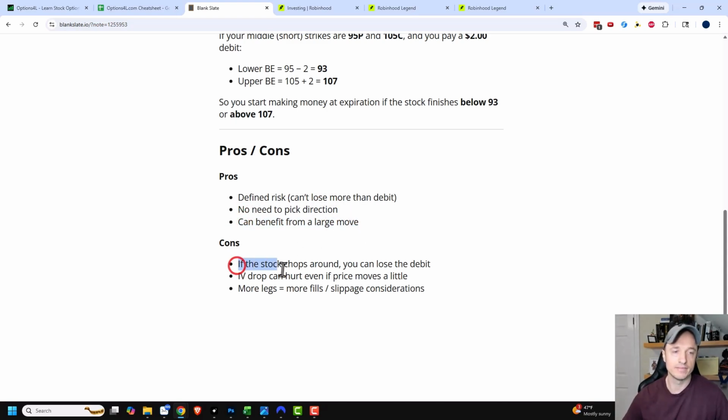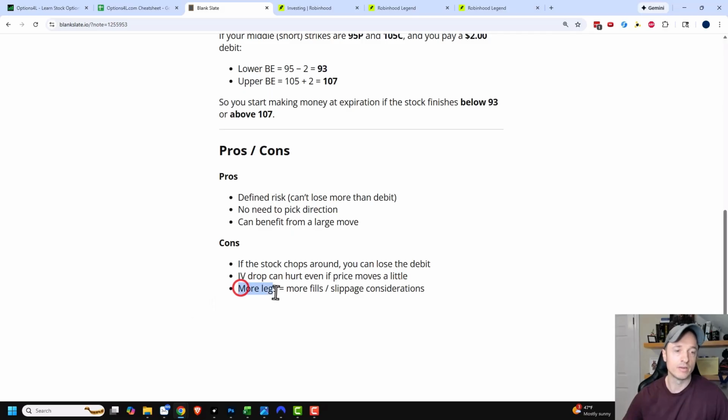Now the cons are, if the stock chops around, you can lose the debit. So you do need the big move. Otherwise, you're going to lose the debit. Implied volatility drop can hurt even if price moves a little. So maybe the price moves a little bit in a direction. However, the uncertainty around the stock has subsided and the implied volatility has dropped, therefore reducing the price or the cost of the options, which isn't something you want in a debit trade.